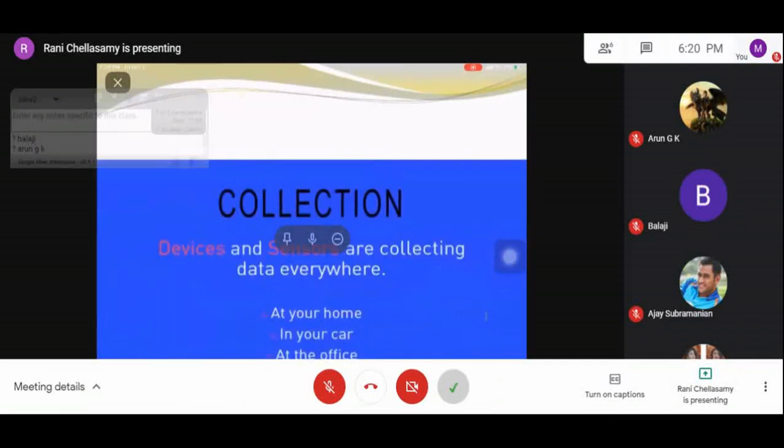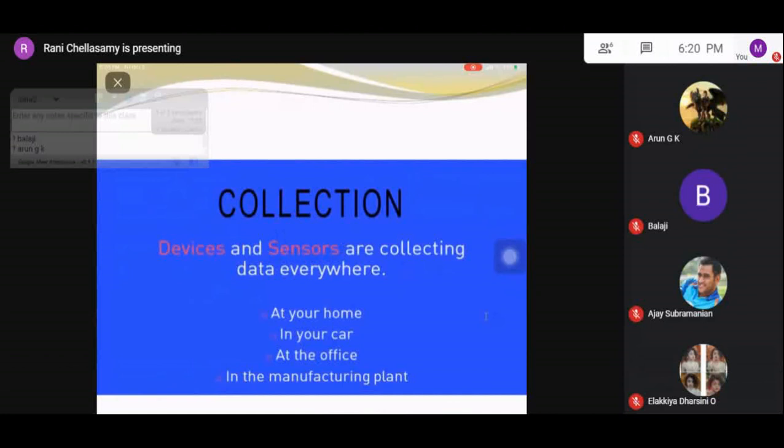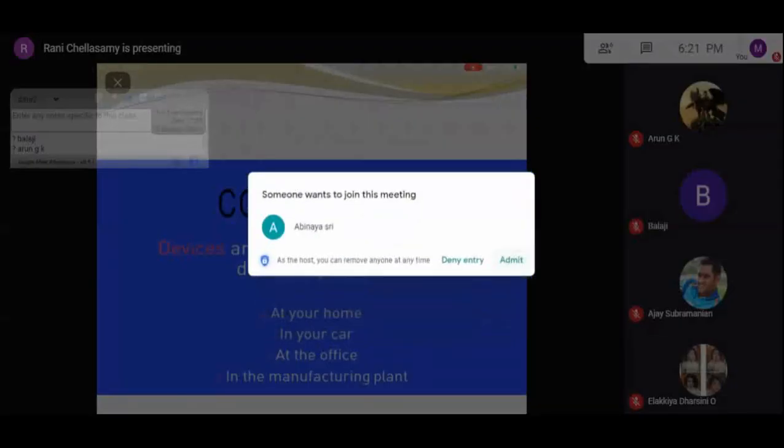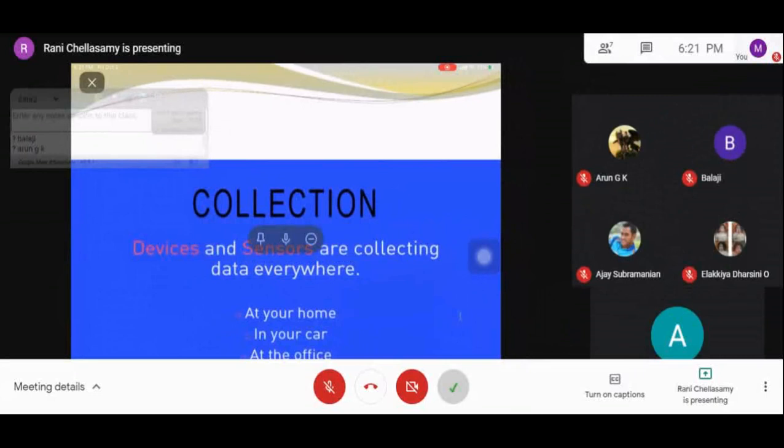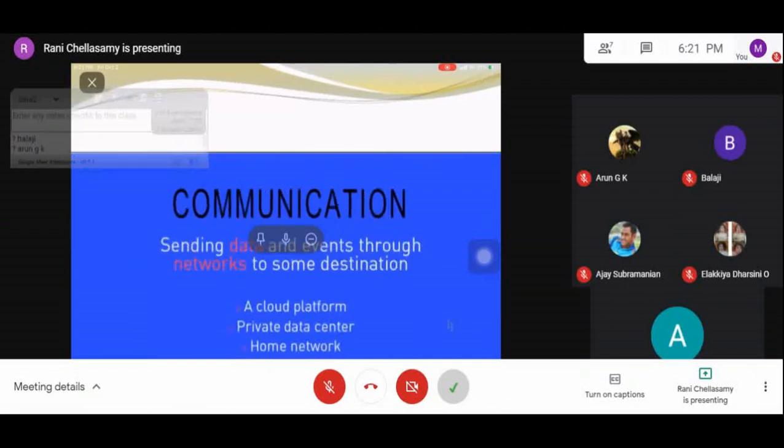The devices and sensors will be collecting data everywhere. They may be collecting information about your home, or the sensors may be fixed in your car, collecting information about the fuel or the conditions of the car. They can be fixed at the office, or in a manufacturing plant. So collection means collecting information with the help of sensors and devices.